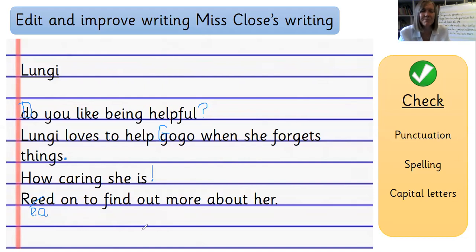Now, I've checked my writing, and I've just given it a bit of an edit and a bit of an improve. Just have a look at yours. You should be super proud that you've done your introduction today, but now check. Have you used your punctuation? Have you checked your spelling? And have you remembered your capital letters at the start of your sentence and for characters' names? Pause the video and check your work now.